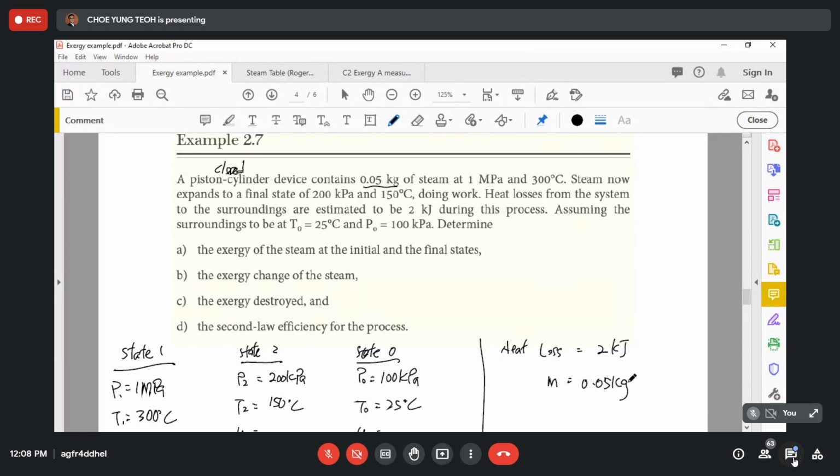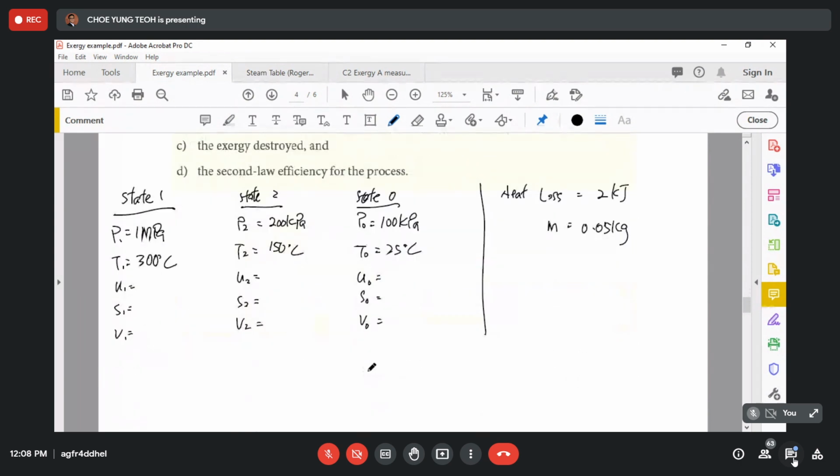Okay, so first you need to find all the information from the steam table. I think state 1 and state 2 are relatively easier. You can find it first. But state 0, then maybe we can do it together. Using another steam table.